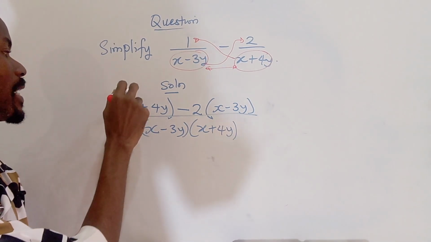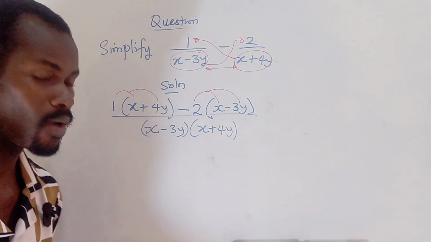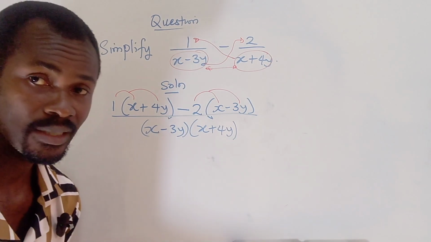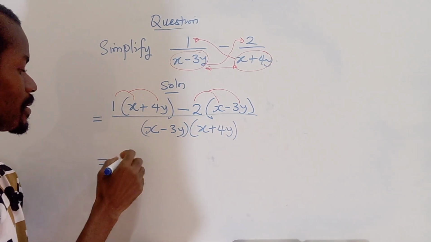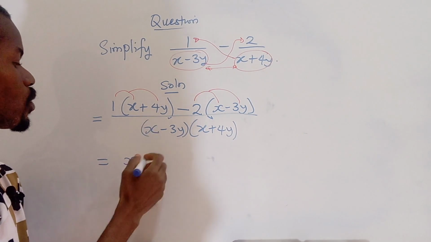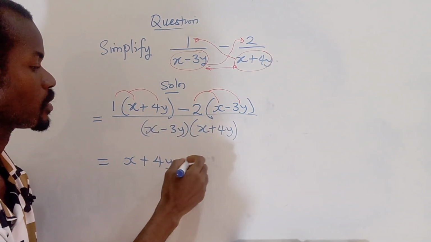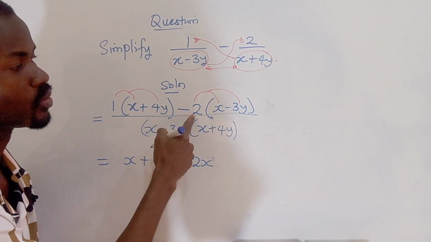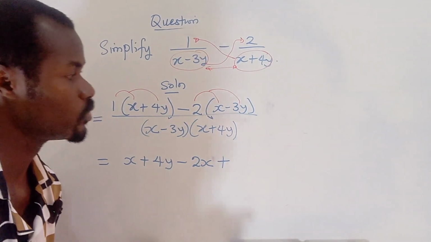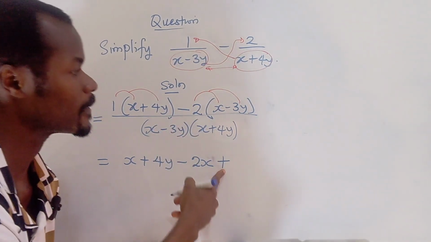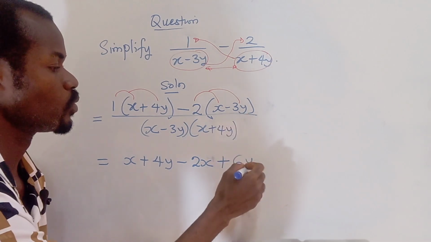So 1 here is going to multiply this and minus 2 here is going to multiply x and minus 3y. Let's multiply those and see what that gives us. So basically we are going to get 1 times x, x. 1 times plus 4y is still plus 4y. Now minus 2 times x is going to give us minus 2x. Now minus 2 times minus 3y. Minus times minus is plus. Okay, that's a simple rule. Once the signs are the same, you change it to plus. Now 2 times 3 is 6, and we have y.